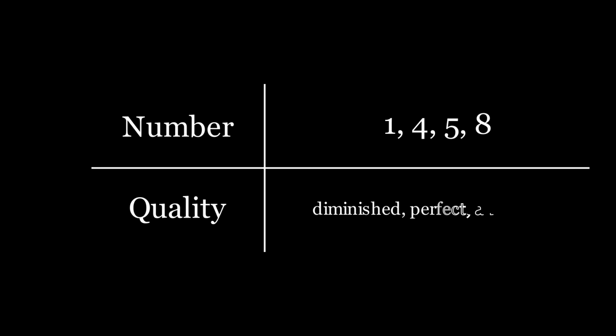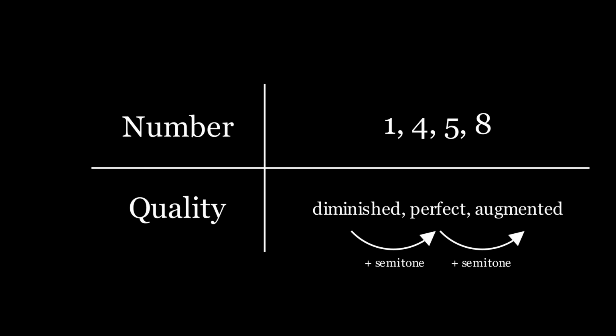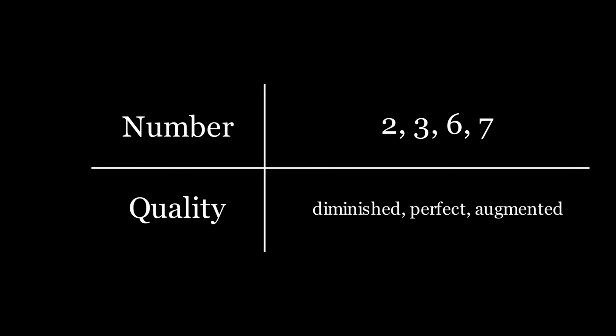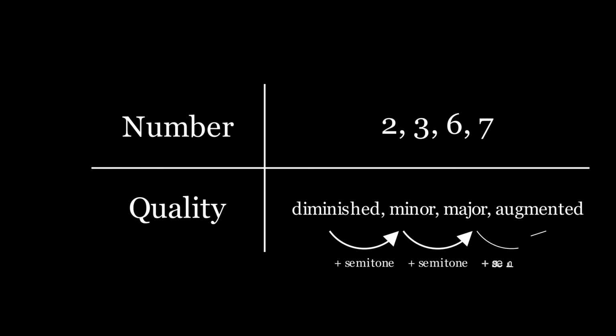Intervals with a numeric size of 1, 4, 5, and 8 can have a quality of either diminished, perfect, or augmented, where each successive quality indicates an increase in size of one semitone. Intervals with a numeric size of 2, 3, 6, and 7 can have a quality of either diminished, minor, major, or augmented, where, again, each successive quality indicates an increase in size of one semitone. Since an interval with a numeric size of 8 is just an octave, a 9 would effectively be the same as a 2, just an octave higher.